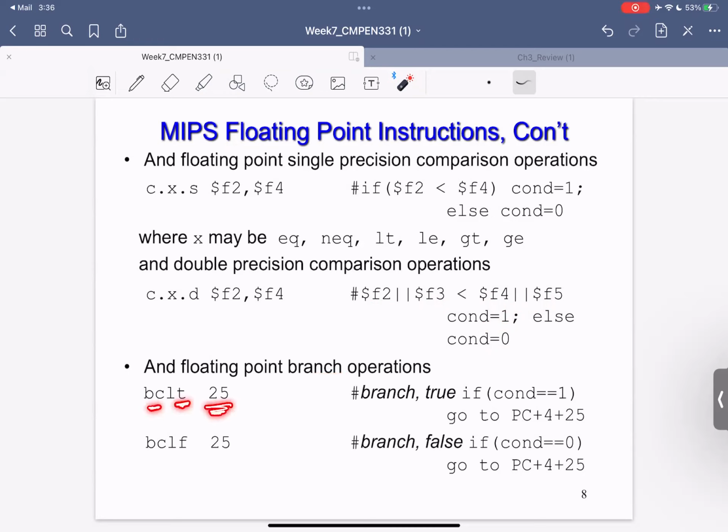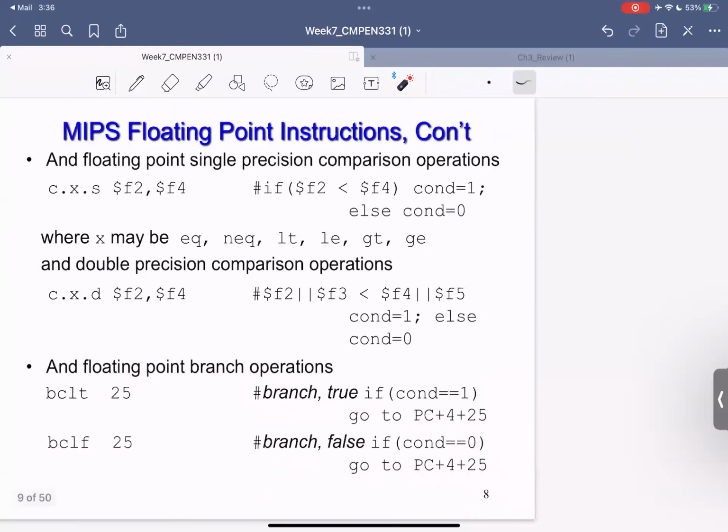If that condition is true, is equal to 1, then please go to that particular place. But since we already mentioned that in the branch there is a certain particular rule we need to follow in order to know the next address, it's just relative address. So it will go to that particular relative address by program counter +4 plus the 25 in this case. You can also branch if false, meaning if condition is equal to 0. So this means that you will go to program counter +4 plus 25 with a similar case.